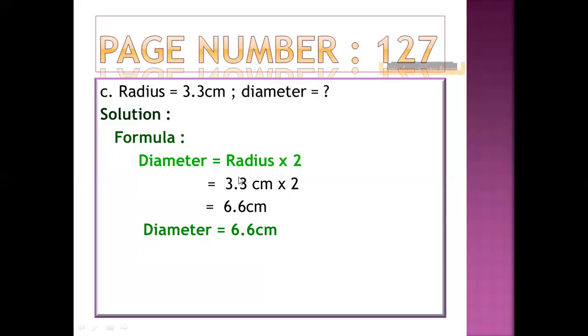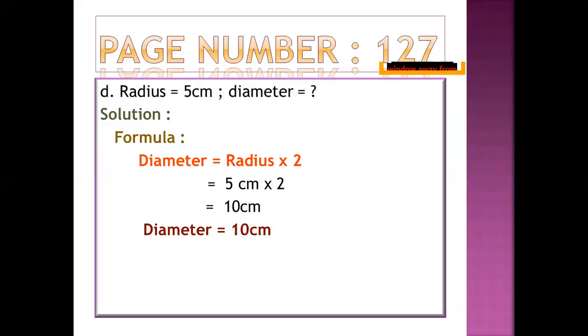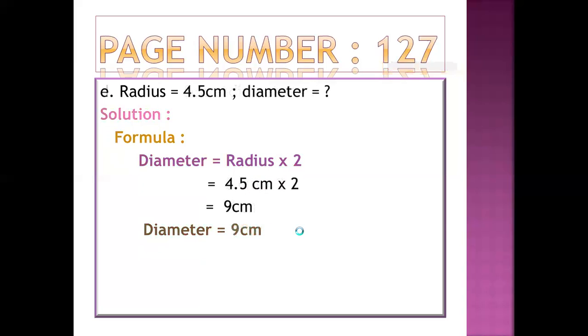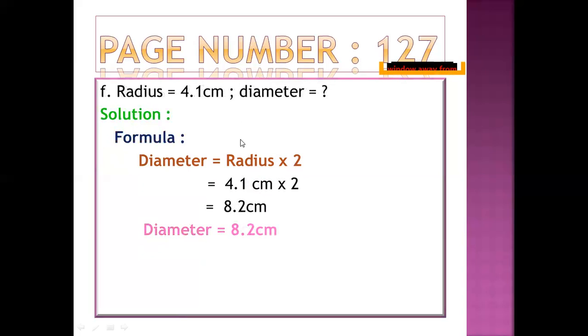3.3 centimeter. This is the radius of the third circle. We multiply it with 2 and 6.6 centimeter is the required diameter. Part D, 5 centimeter is the radius of the circle. We multiply 5 with 2. 10 centimeter is our required answer. E part is 4.5 centimeter. According to the formula, we multiply it with 2 and we get 9 centimeter. The diameter of the circle is 9 centimeter. The last part of this question and also this page is 4.1. Multiply 4.1 with 2. 8.2 centimeter is our required diameter. Here we complete our page 127.